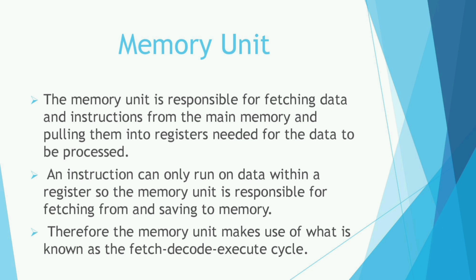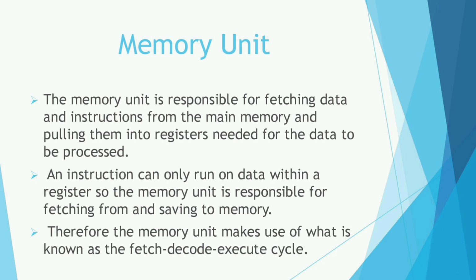Hello friends, this is Ayush Patle and I am going to explain the memory unit of the von Neumann architecture. The memory unit is a component of the computer system that stores data and instructions. It is responsible for holding information that can be accessed by the processor, allowing it to perform calculations and other operations. The memory unit is typically composed of RAM, which is random access memory, and ROM, which is read-only memory. RAM stores data temporarily while ROM stores the data permanently.